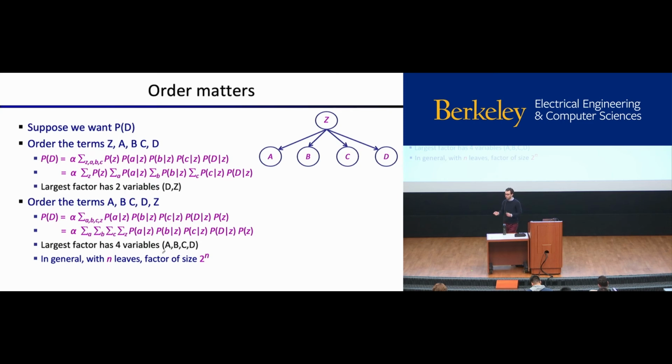If instead we order the terms like this and we try to do the sum over Z first, we push Z all the way in, then we have all 5 terms to multiply. We multiply them all together, and then we sum over Z, and then we get a table that's got A, B, C, and D remaining. We've essentially got rid of this node and collapsed all 4 of these nodes into a joint distribution over A, B, C, and D.